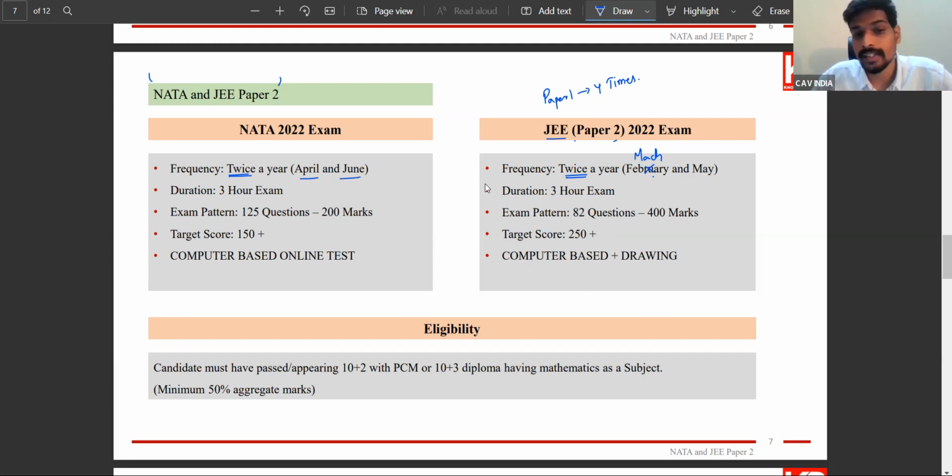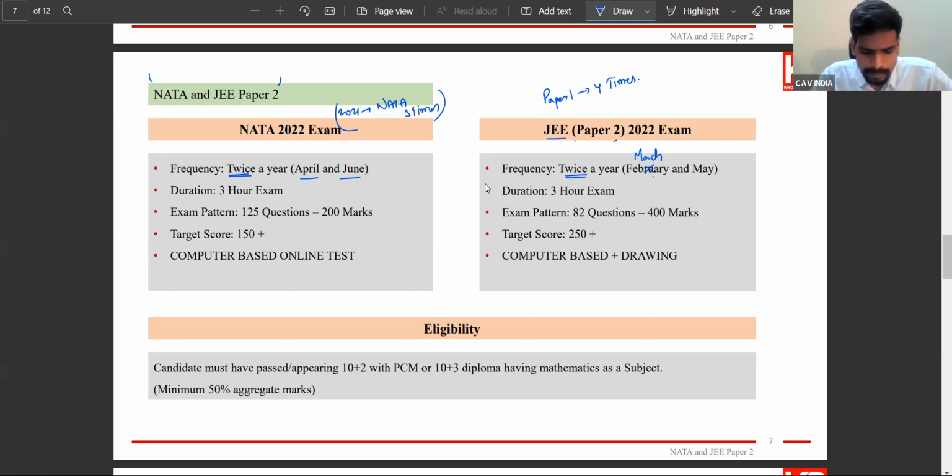Why am I saying generally 2 times? Because last year, in 2021, the NATA exam was conducted 3 times. That's also a possibility because many students, because of the pandemic, could not give the exam for the first 2 attempts. So an additional 3rd attempt was also provided last year. But this year, unless there's a notification, we will assume that there will be only 2 attempts.